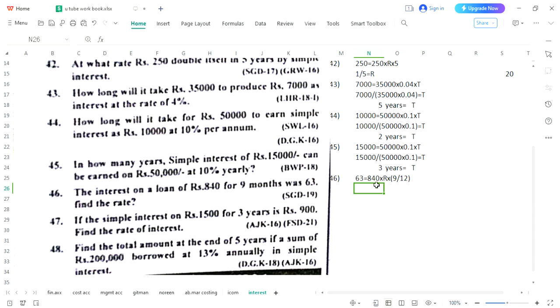So here you will calculate first 840 multiplied by 9 divided by 12. It would be little easy for us to calculate it. So on rough area, let's calculate 840. Look at this, 840 and then multiply by 9 divided by 12. So we have got 630. This is answer for this statement. 840 multiplied by 9 divided by 12 is 630.